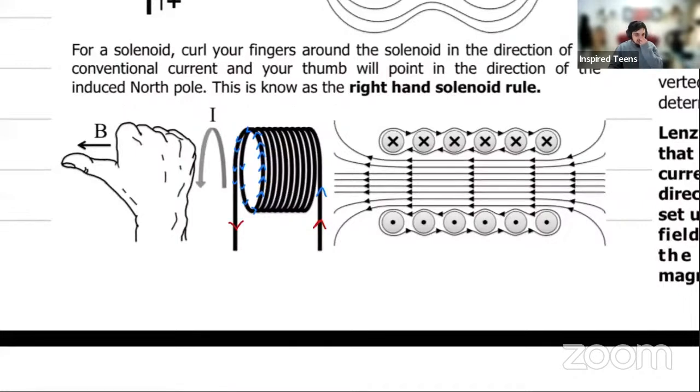Then we discussed a solenoid. For a solenoid, curl your fingers around the solenoid in the direction of conventional current, and your thumb will point in the direction of the induced north pole. This is known as the right-hand solenoid rule. What you should note is that when we have a solenoid and there's current passing through it, it induces a north and a south pole, so maybe one here and one here, for example.